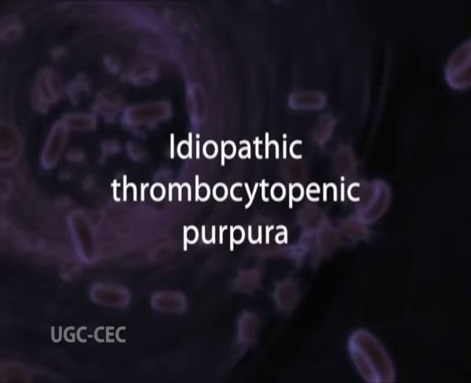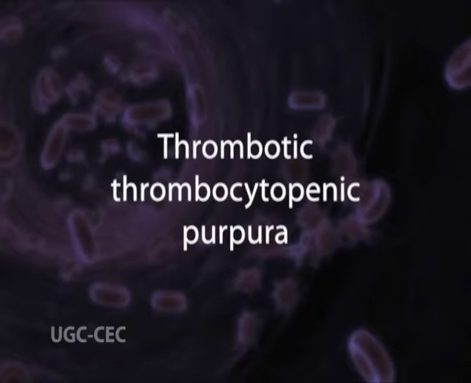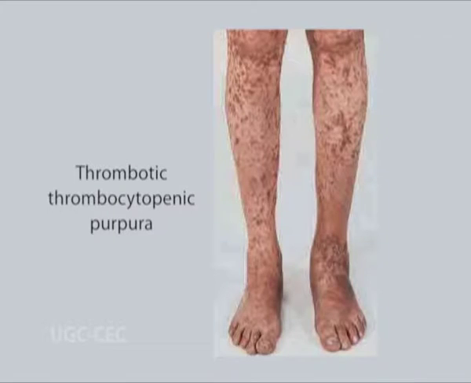Idiopathic thrombocytopenic purpura. It is a condition causing a persistently low number of platelets in the blood due to an unknown cause. Usually, there are no symptoms, yet abnormal bruising or small red spots in the skin or abnormal bleeding are seen. Thrombotic thrombocytopenic purpura, a rare blood disorder causing small blood clots to form in blood vessels throughout the body. The platelets are used up in the process, causing a low platelet count.